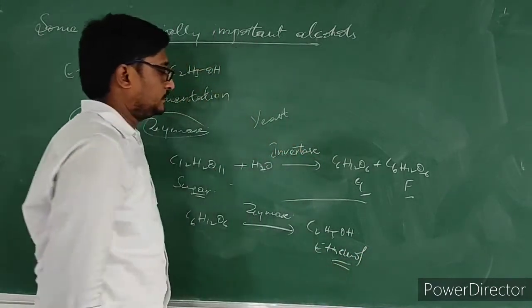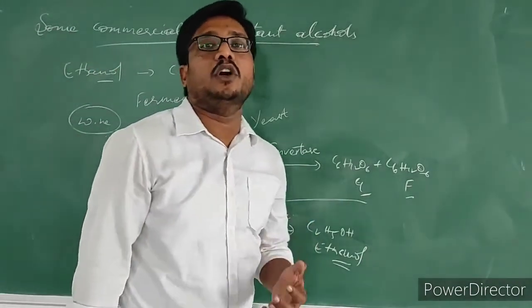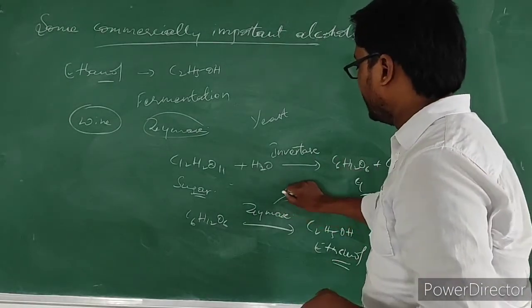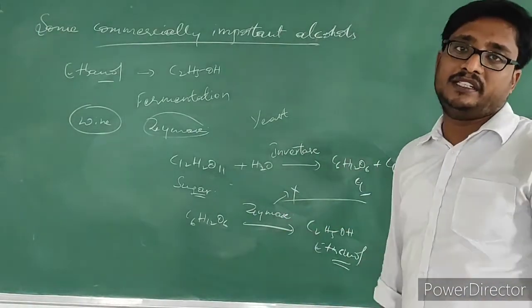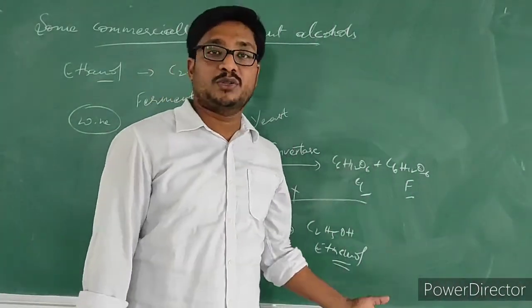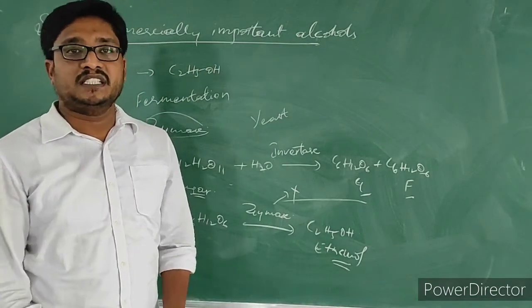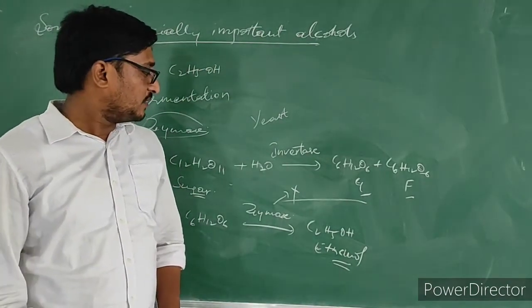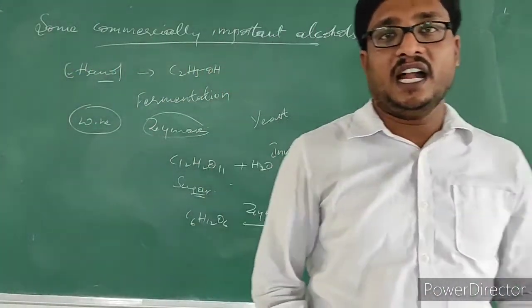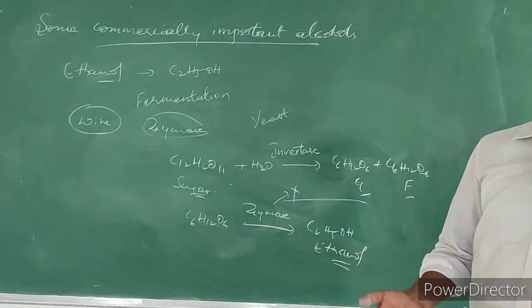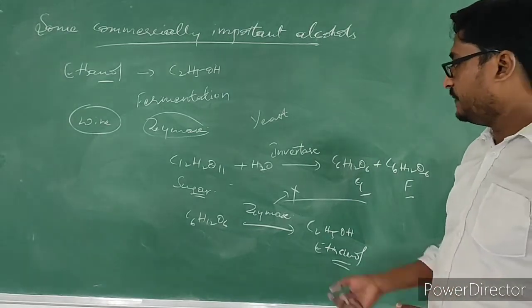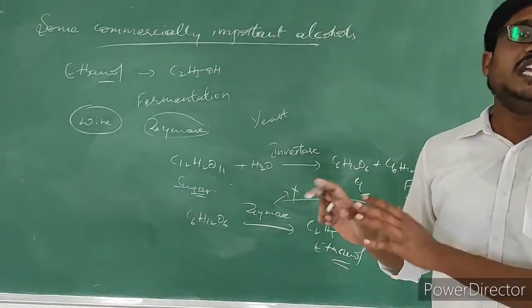When the concentration of ethanol exceeds 14%, the activity of the zymase enzyme is inhibited. So remember this, an objective question can be asked based on this. Up to what percentage does the conversion of glucose into ethanol proceed? 14%. Until the concentration of the solution reaches 14%, it will be allowed. After 14%, the activity of this enzyme will be inhibited.